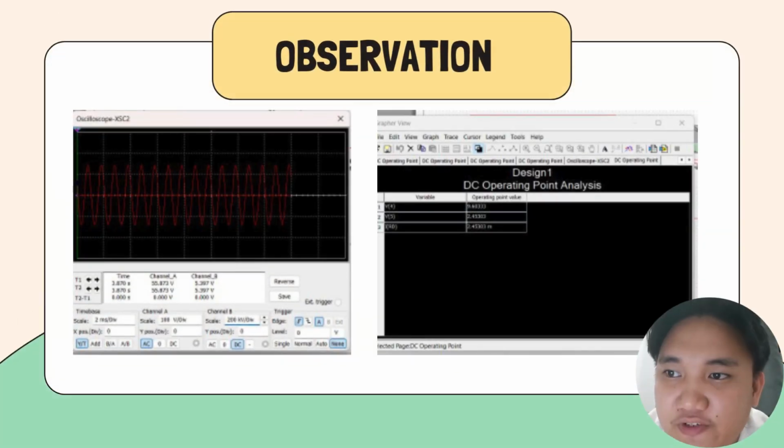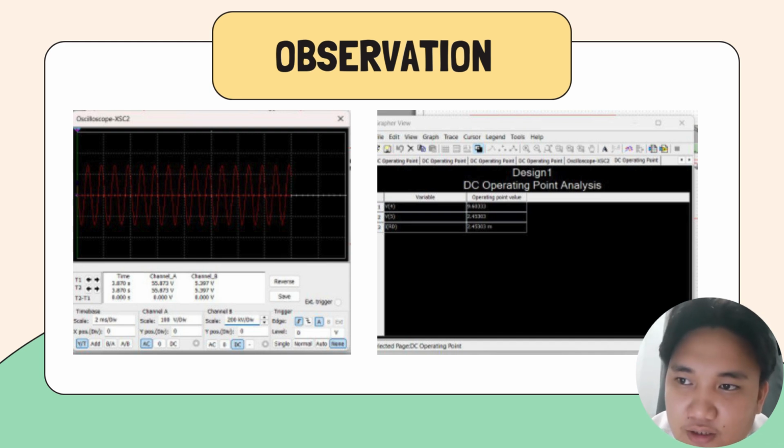For my part, I will present the simulation results of a common source JFET amplifier design using Multisim. The presentation will focus on the DC operating point analysis and the AC signal response observed using the oscilloscope. First, I will discuss the DC operating point analysis as shown on the screen.